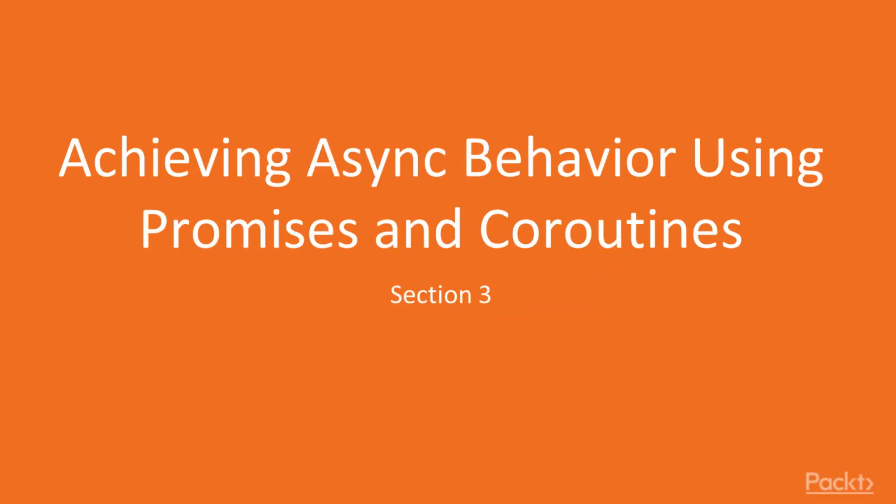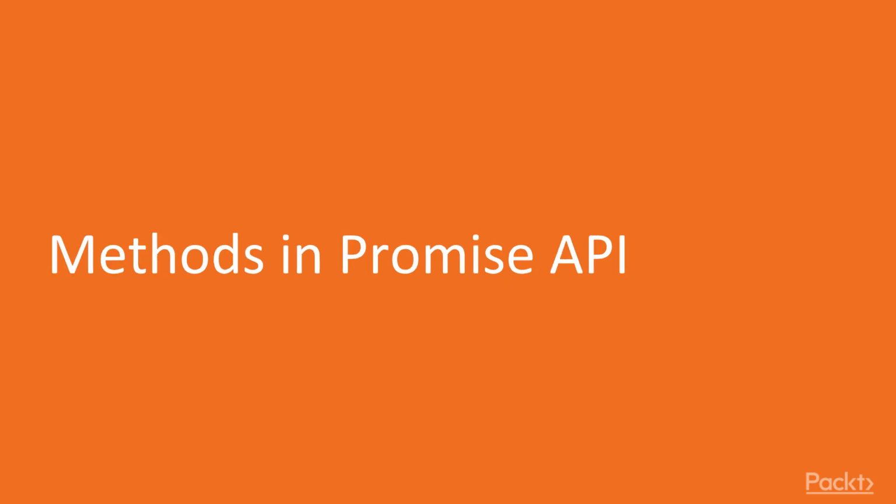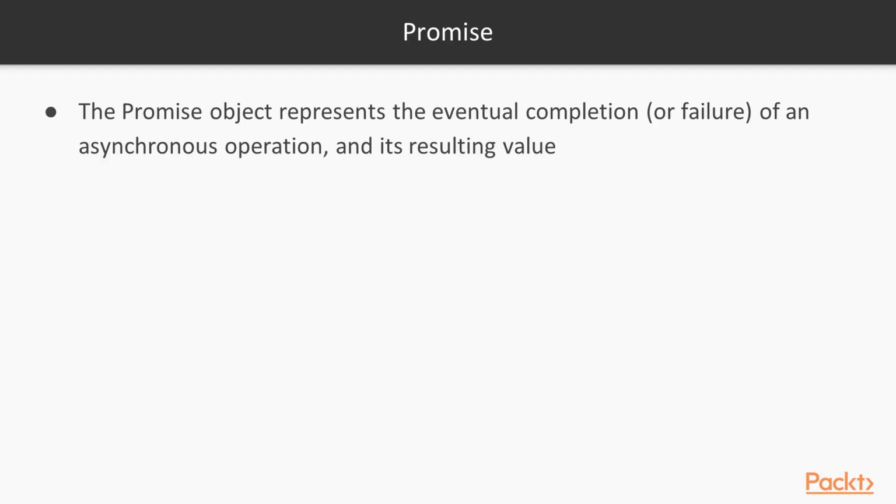Hello, and welcome to the third section of this course, Achieving Async Behavior Using Promises and Coroutines. In the first video, we're going to talk about methods in Promise APIs. Officially, a promise is described in the following way.